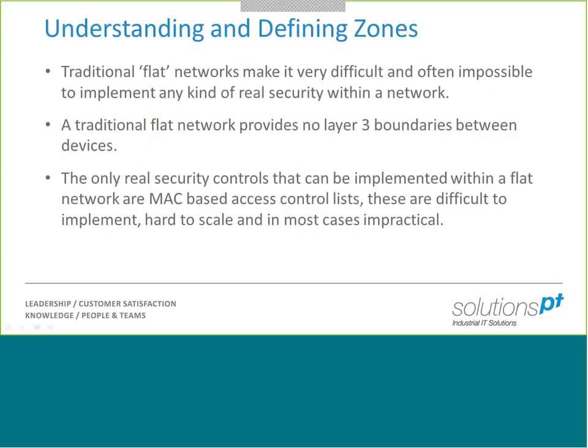So we'll have a quick look at the reasons why that's so bad. The main reason is that there's no easy way for us to implement any real kind of security within a network. And the reason for that is we don't have any boundaries. There are no layer 3 boundaries. There are no layer 3 devices, whether that be a layer 3 switch, a router, or a firewall. There's no device that sits within that network that will allow us to filter traffic between devices.